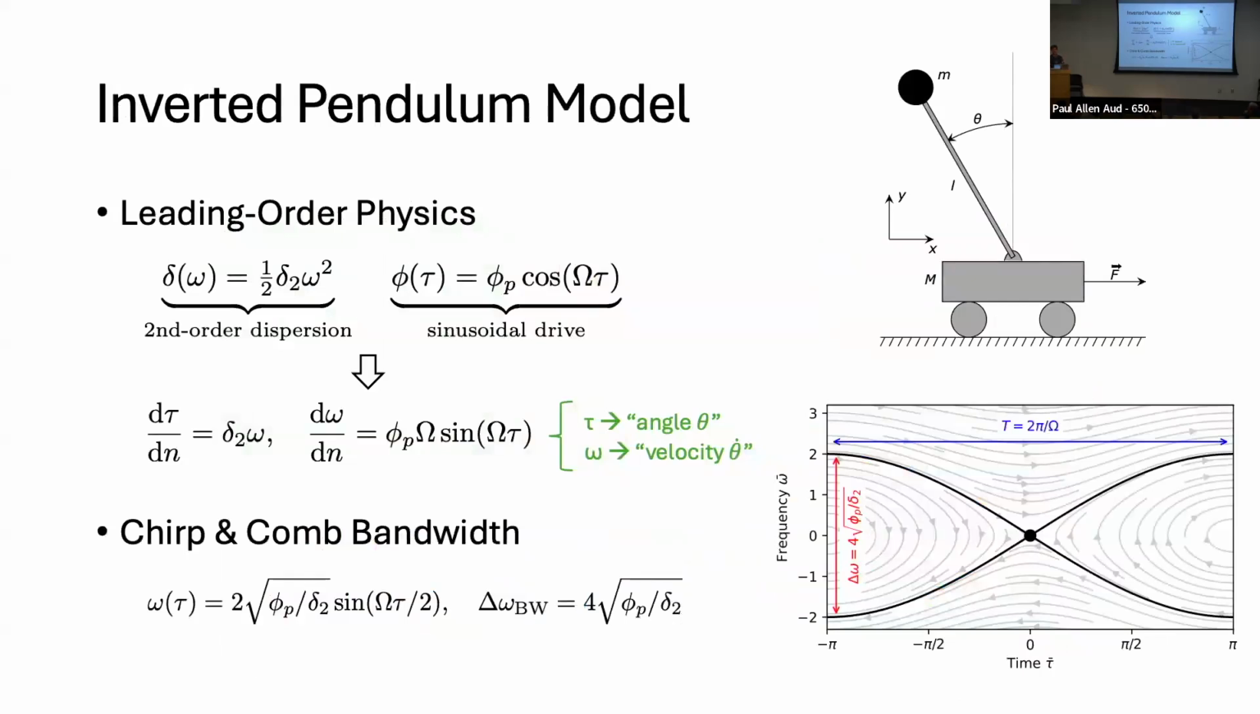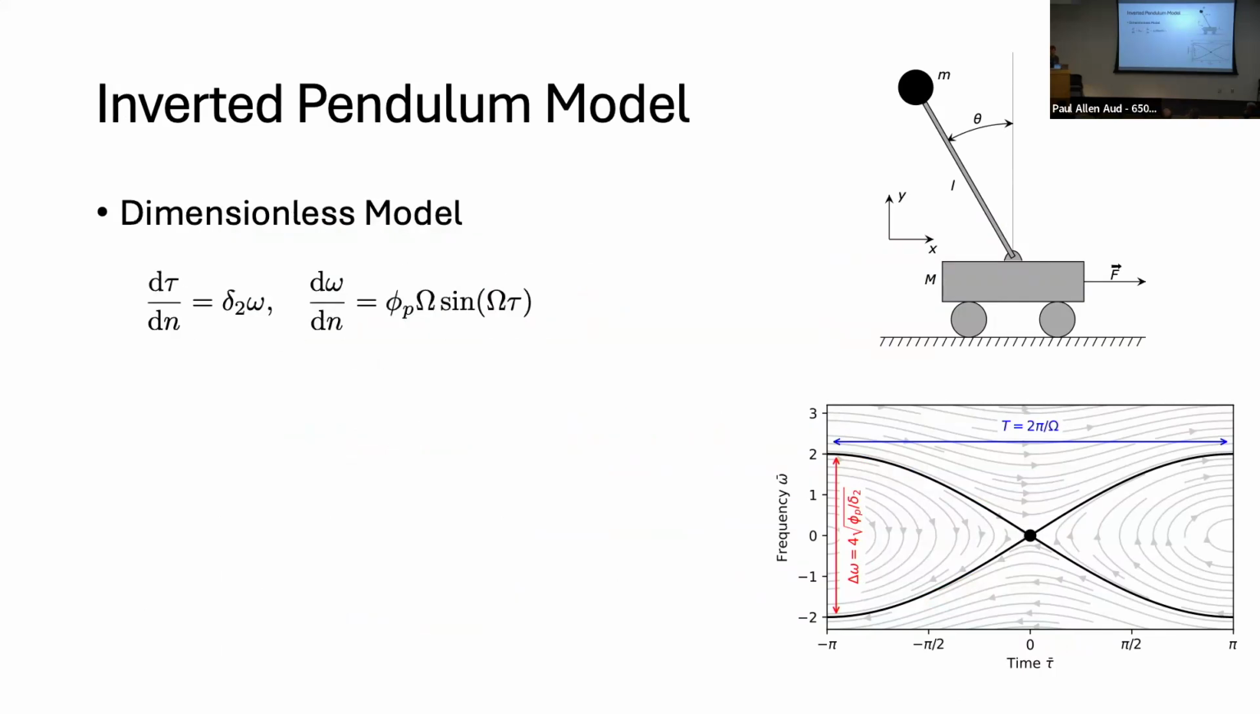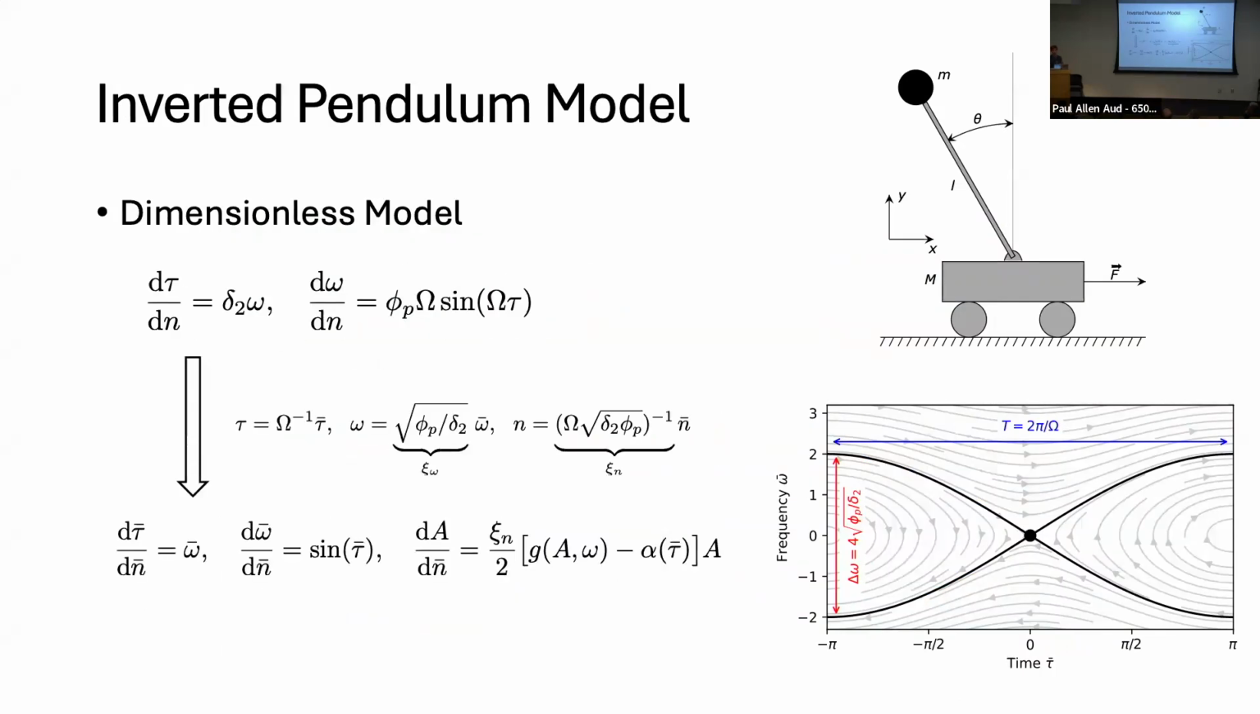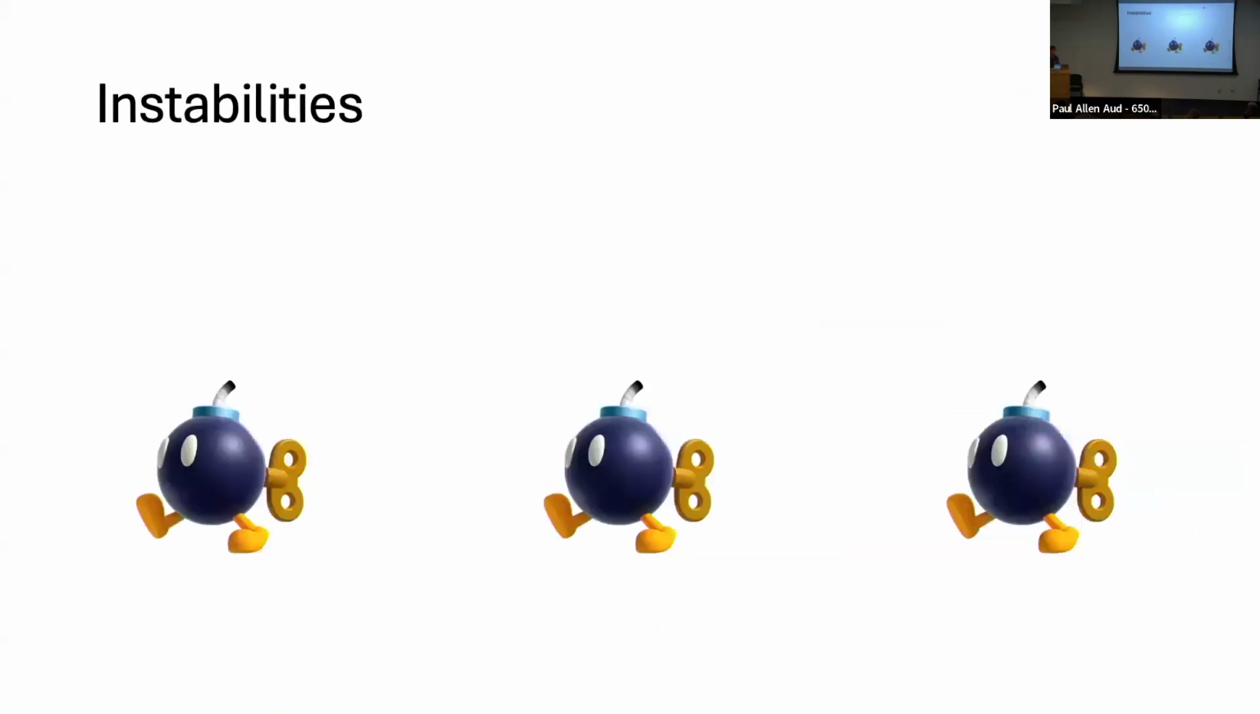So the phase space physics of this OPO directly maps to the inverted pendulum model to leading order if you only consider quadratic dispersion and a sinusoidal drive, which is great because inverted pendulums have been heavily studied in classical mechanics. And it also gives us analytic expressions for things like the dimensionless time constants or the characteristic scales for time, frequency, and the number of round trips needed to reach equilibrium.